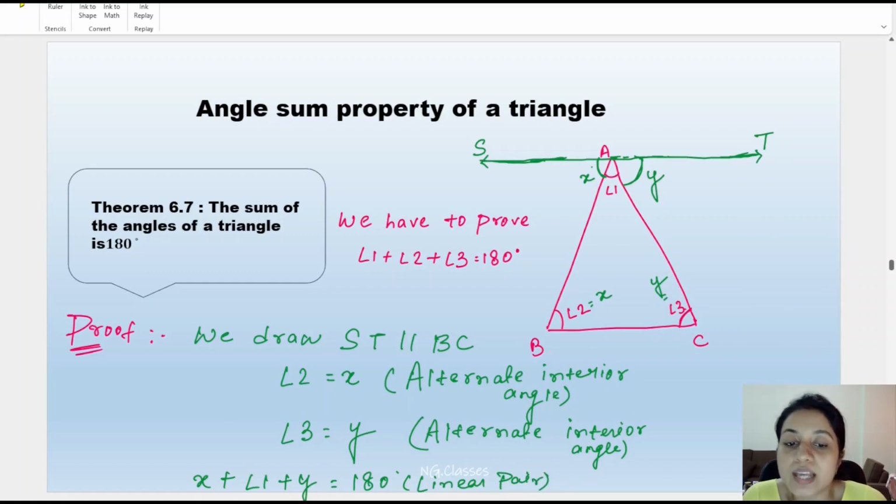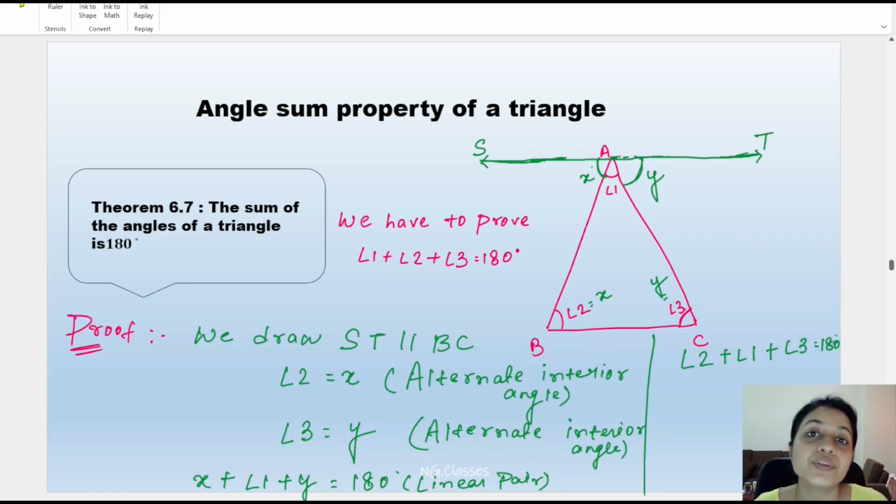Now here X is same as angle 2 and Y is same as angle 3. So instead of X and Y, let's write angle 2 and angle 3. So from here we can write angle 2 plus angle 1 plus angle 3 is equal to 180 degrees, and that's what we wanted to prove, right? The sum of interior angles, that means angle 1 plus angle 2 plus angle 3 is equal to 180 degrees. Please note that sequence doesn't matter since all are in addition with each other. So hence we have proved the theorem.